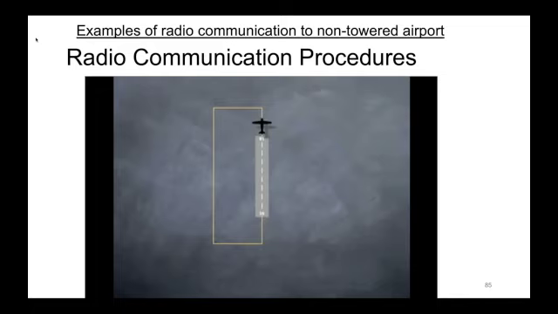As soon as our wheels leave the ground, we enter into the traffic pattern. The first leg of our traffic pattern is called the upwind. A radio call to announce you're in the upwind would sound something like this.